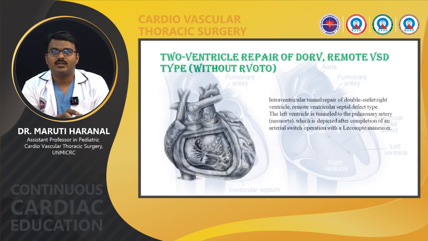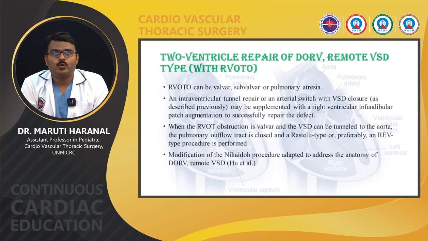As shown in the figure, the left ventricle is tunneled to the pulmonary artery, that is, to the neo-aorta, which is depicted after completion of an arterial switch with a Lecompte maneuver. Two ventricle repair of DORV, remote VSD with RVOTO.